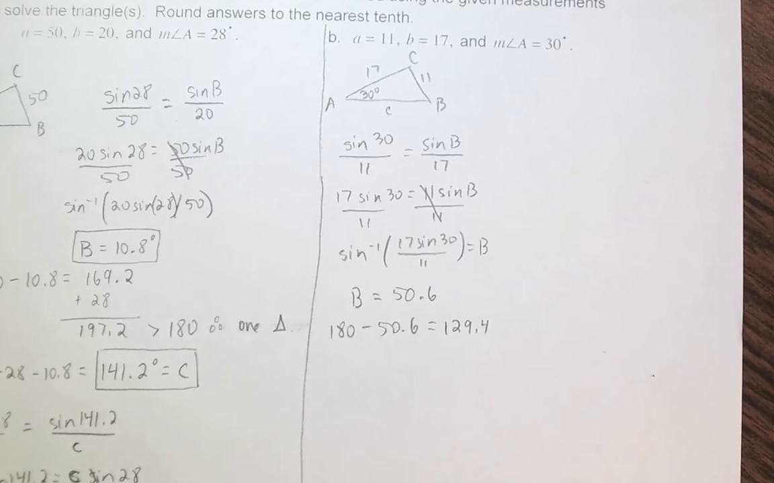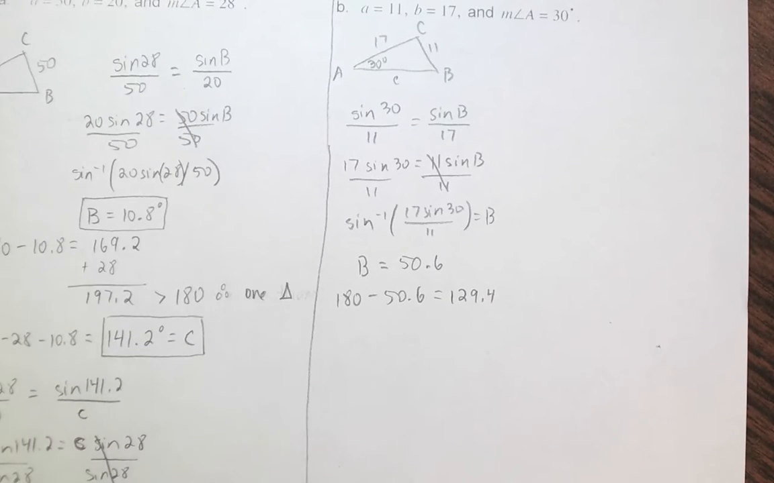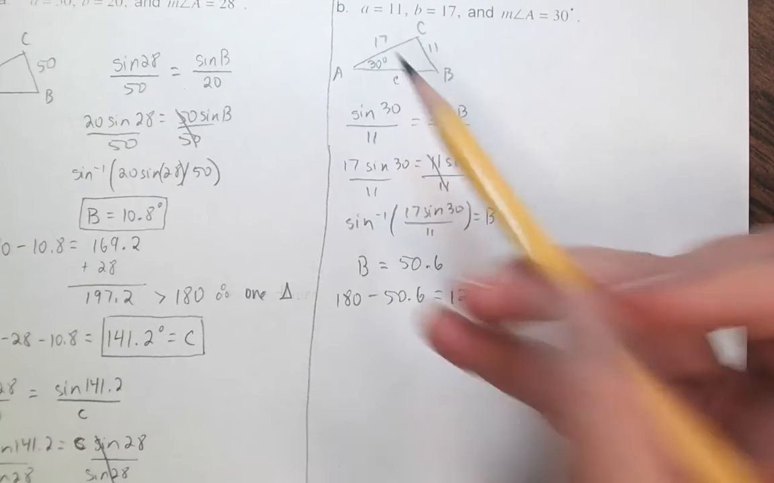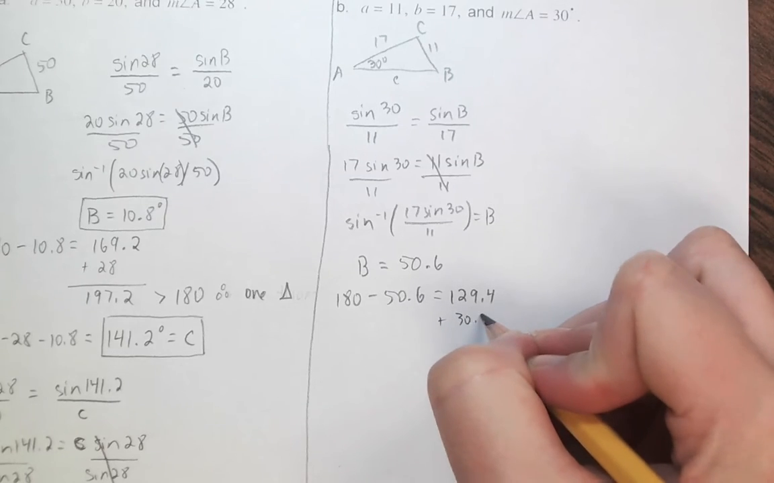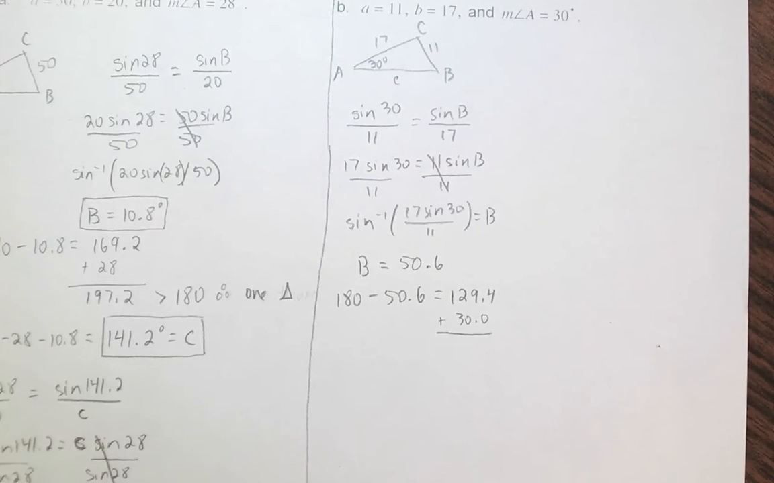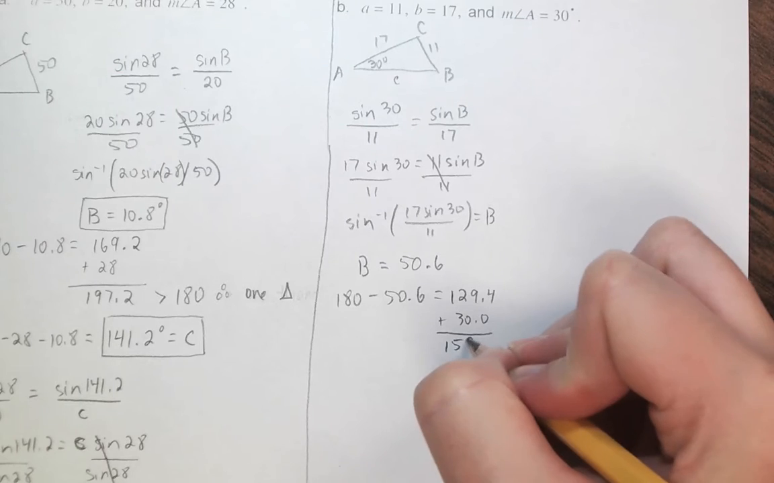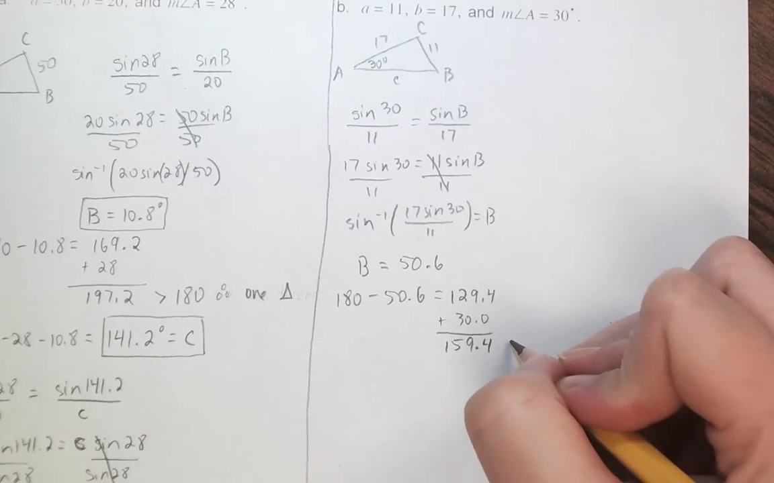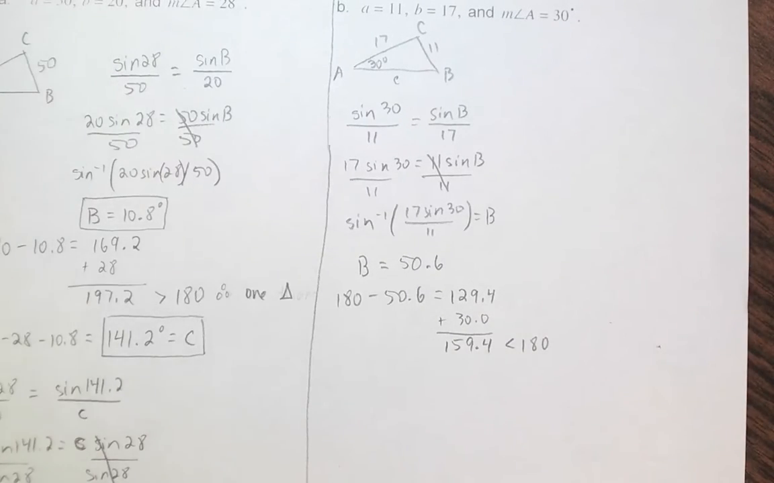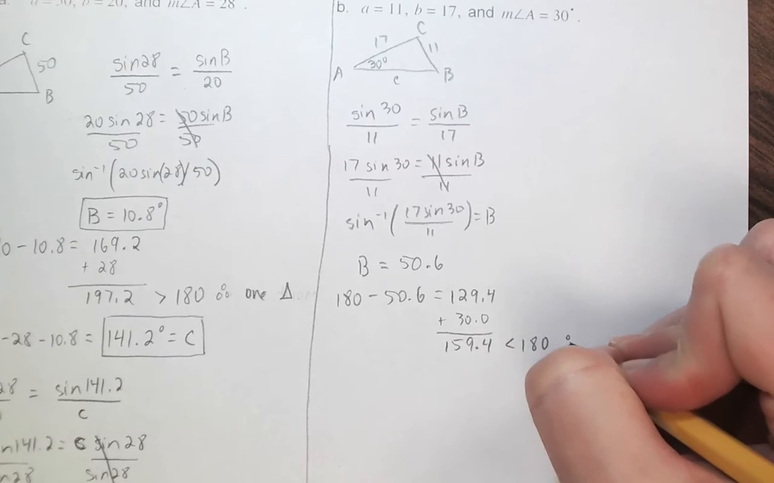And then I need to add the original angle onto that to make sure that that would actually work. So I'm going to add 30 onto here. And that gives me 159.4. So since this is less than 180 degrees, that means I can have another triangle. So I could have two triangles here.